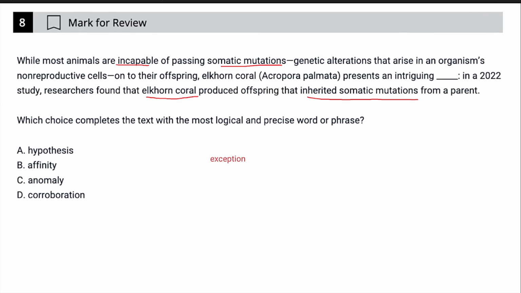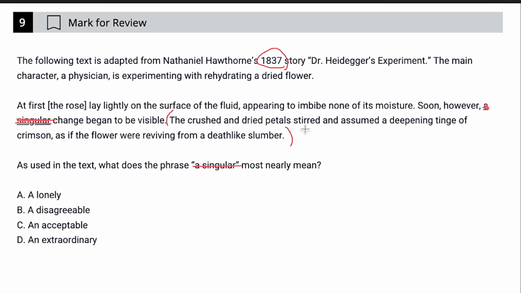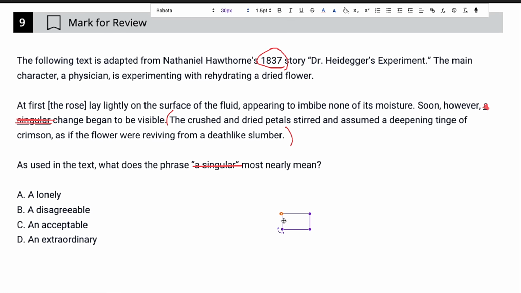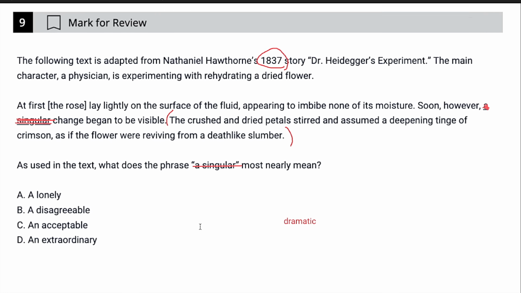So in this case, it says "a blank change began to be visible," and then we get a description. So even though we don't have a colon here, this is a description of that change. And basically we see these crushed, dried petals coming back to life. So my prediction is going to be something like a dramatic change. Again, trying to match to my answers here.